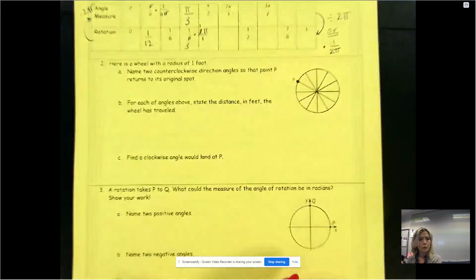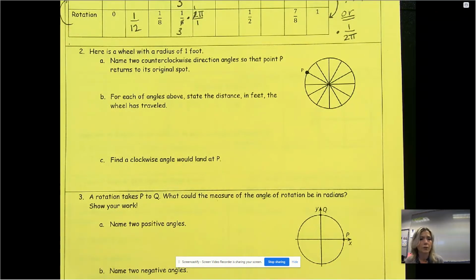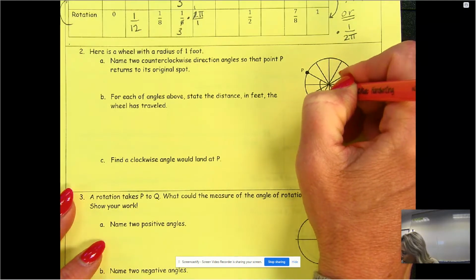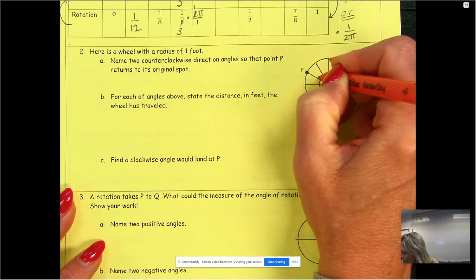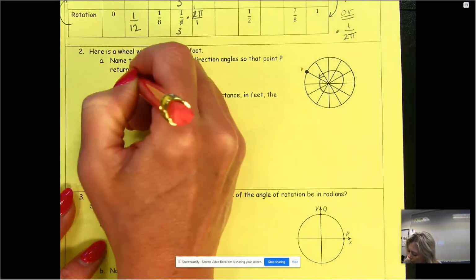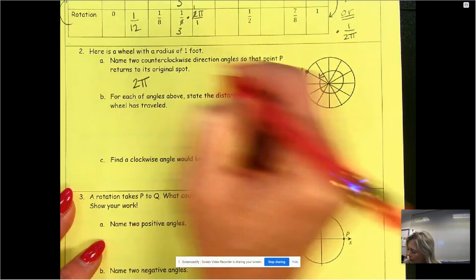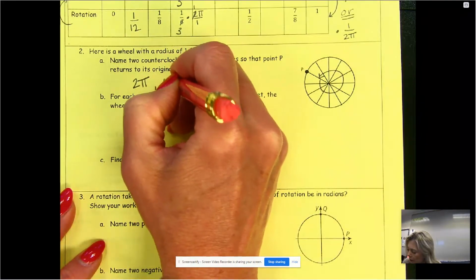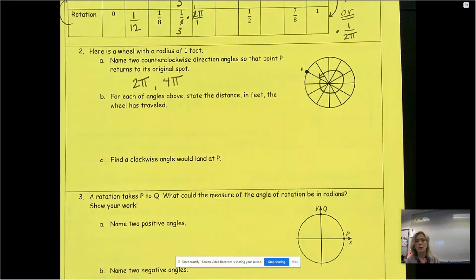Number 2, the wheel has a radius of 1 foot. Find 2 counterclockwise direction angles so that P returns to its original spot. So it's right here. P could go all the way around counterclockwise. This is positive 2 pi. It could take another lap. That would be positive 4 pi. So every lap is 2 pi, so multiples of 2 pi.